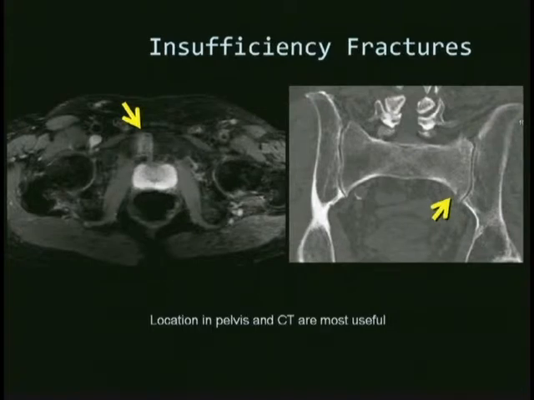And if you don't see the fracture line on MR, because sometimes there's so much edema surrounding the fracture line, the edema can obscure the fracture both on the T1 and the T2 sequences. CT may be valuable because it can demonstrate the break in the cortex, as in this patient, and confirm that this is an insufficiency fracture. So the location will be a good clue to whether or not it is an insufficiency fracture.